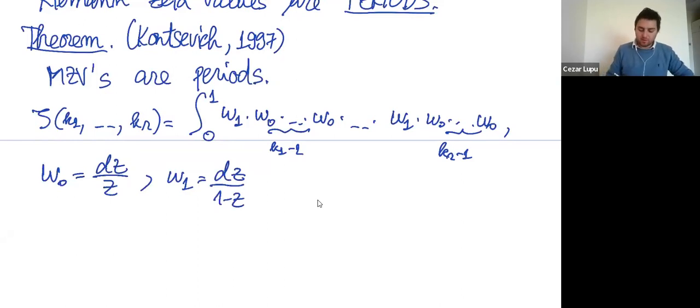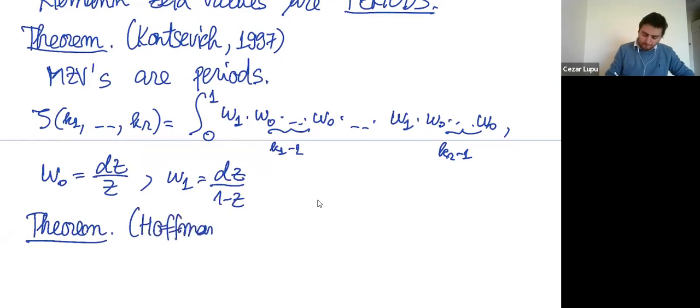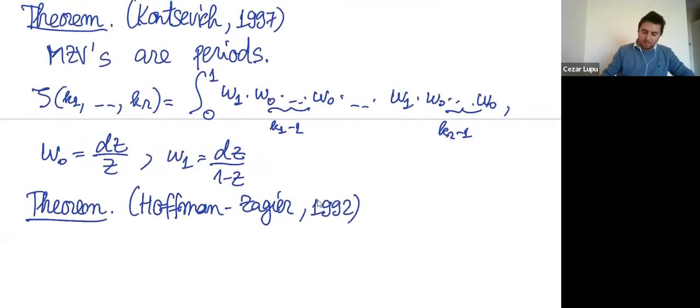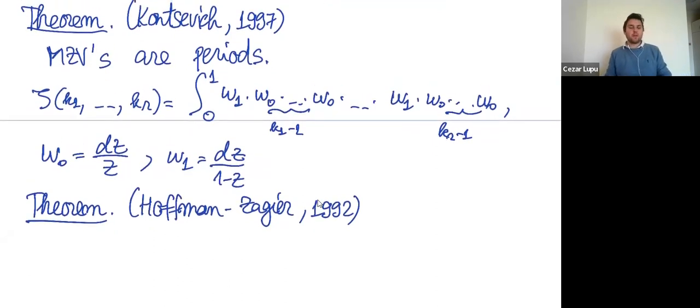And I think this deserves it: there is this theorem of Hoffman and Zagier, which is the simplest one in evaluating multiple zeta values. In fact, there is a story here. They proved it independently. They didn't prove it together. In fact, let me just state the theorem.